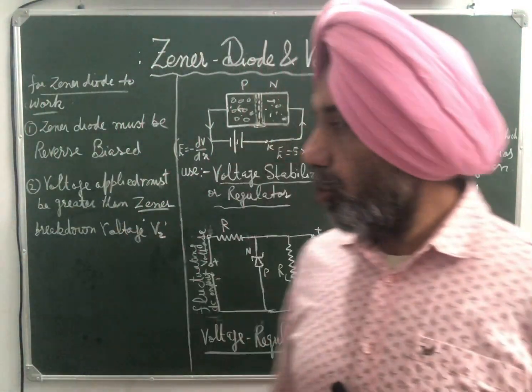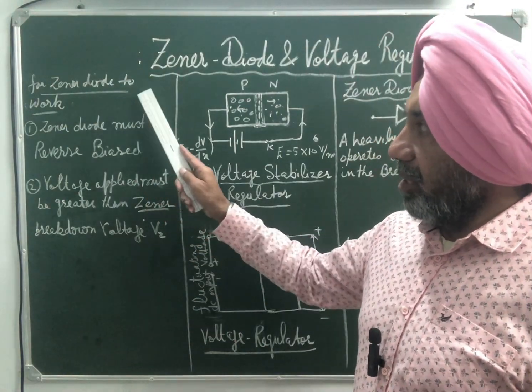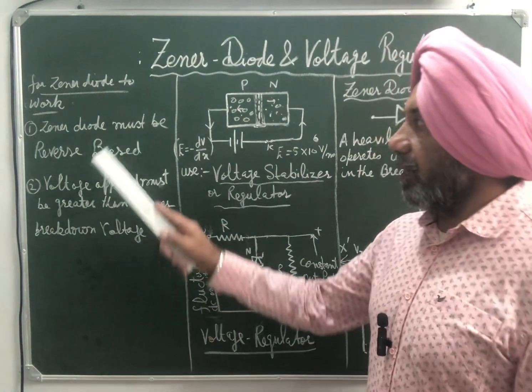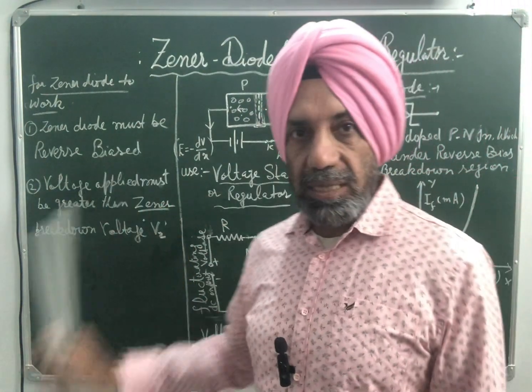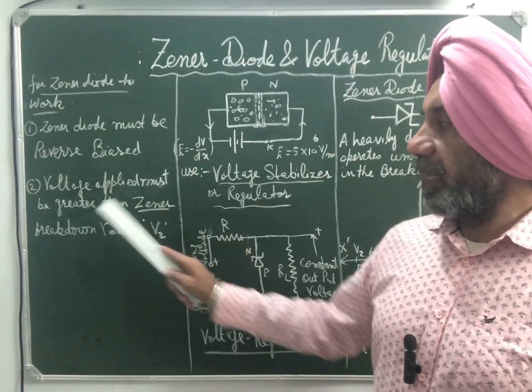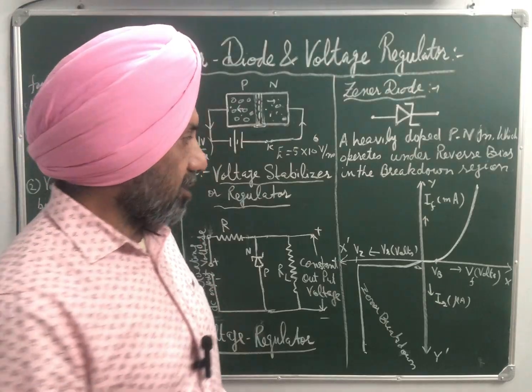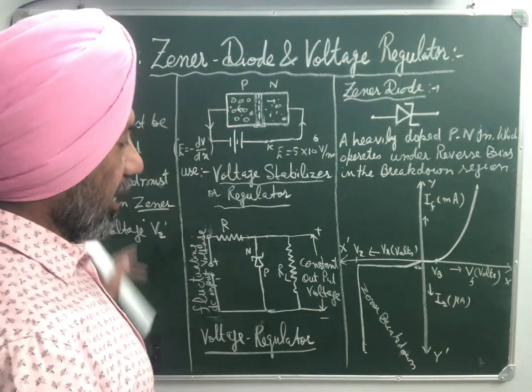This is one of the most important applications of Zener diode, and we again repeat, for Zener diode to work, Zener diode must be reverse biased, and number two, the voltage applied must be greater than the Zener breakdown voltage. And this is all about Zener diode and its characteristics.